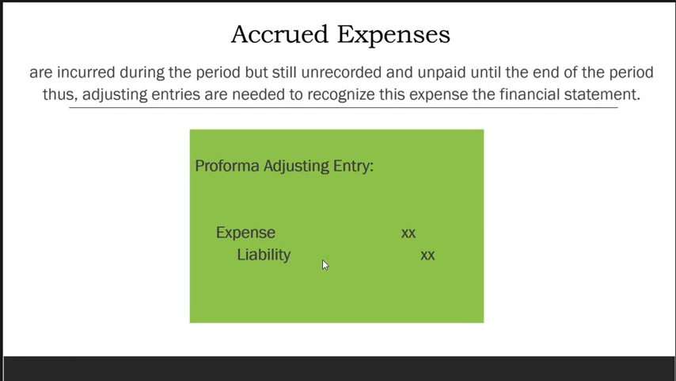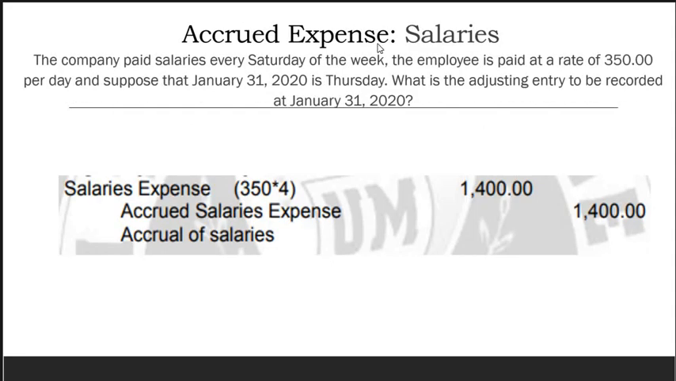So, let's take a specific example. Here, accrued expense, specifically salaries. Ito yung transaction natin. The company pays salaries every Saturday of the week. Then, the employee is paid a rate of 350 pesos per day. And suppose that January 31 is Thursday, what is the adjusting entry to be recorded at January 31, 2020?